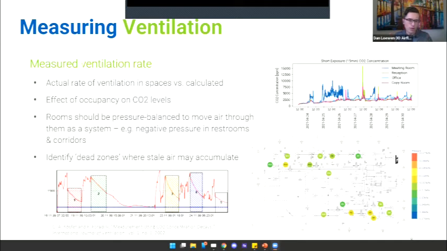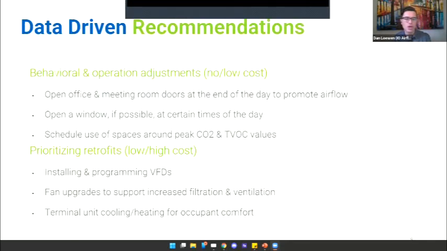So by using carbon dioxide as a tracer variable and evaluating carbon dioxide buildup, by evaluating the exponential decay rates of those functions, there's a lot of literature that suggests exactly how that translates into actual ACH or air changes per hour. So those are just some examples of applications.